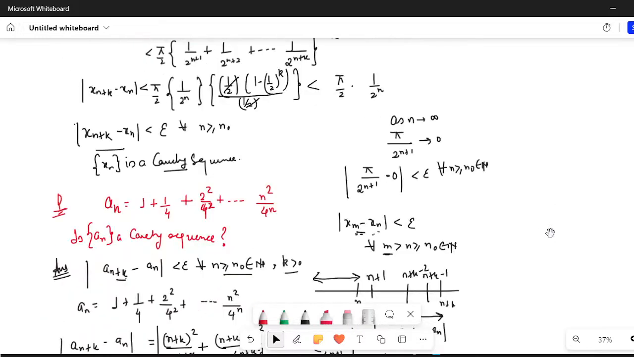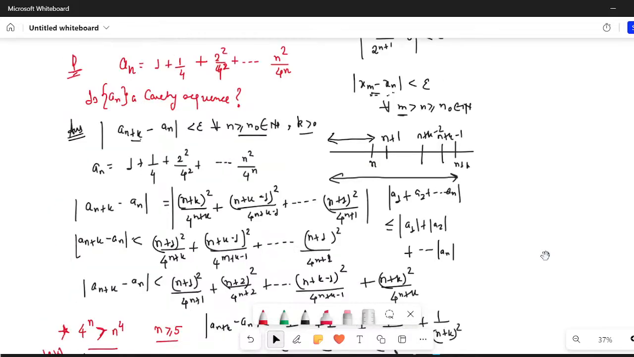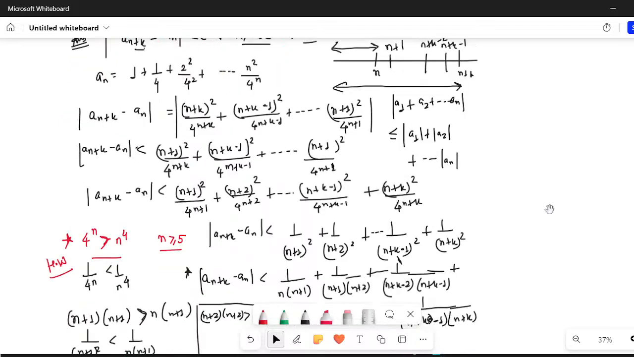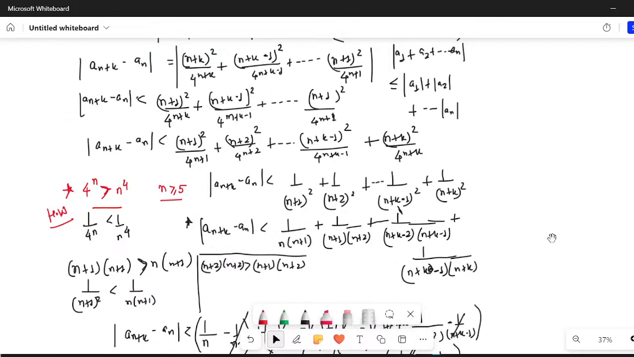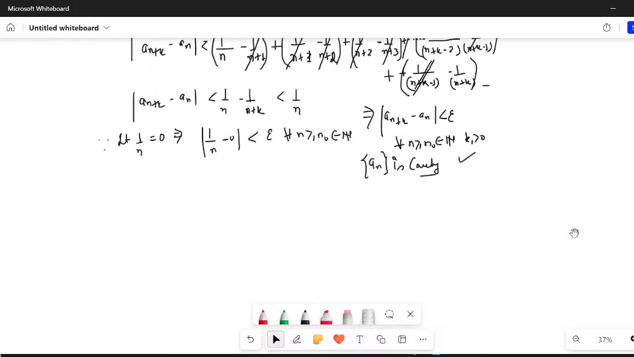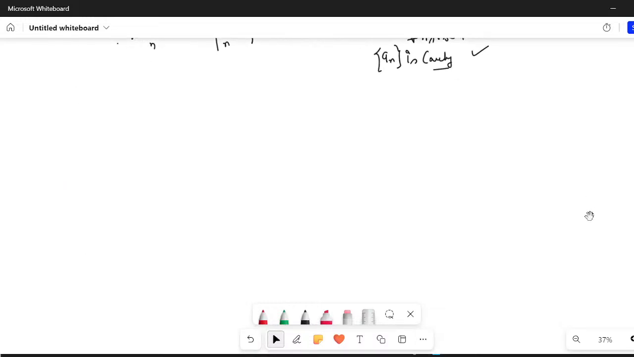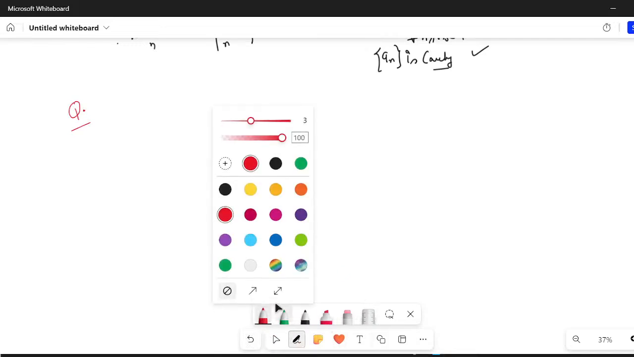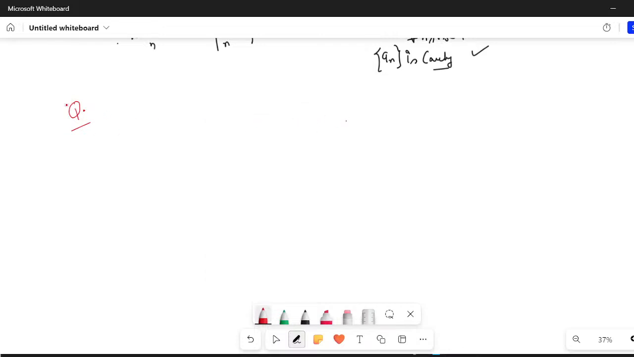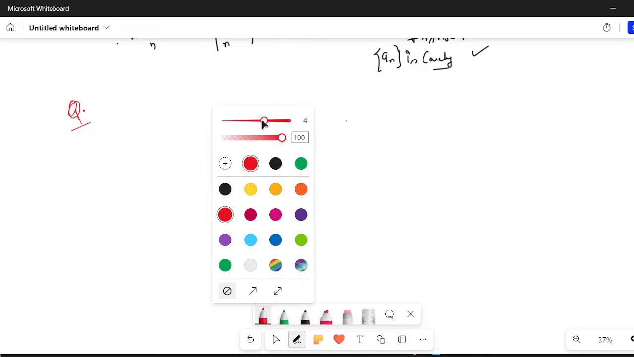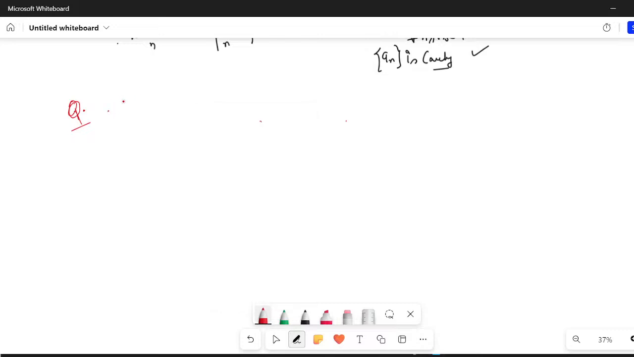Yesterday we were doing some questions, and today also I'm going to do some questions on Cauchy sequences. These were the questions that I did yesterday, and today I'm going to do a few more on the same. Let us start. What do you think about this sequence that I'm writing right now? Is it a Cauchy sequence? Think about this, whether it is a Cauchy sequence or not.